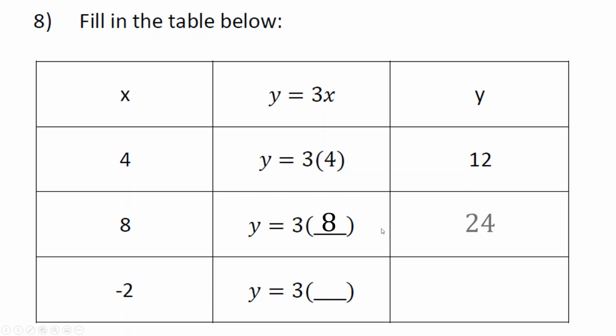3 times 8 gives me 24. And now finally, my x is going to be -2. When I plug in a -2, 3 times -2 gives you -6. And that's all you need to know for now for this type of problem. So these are called functions. Moving on.